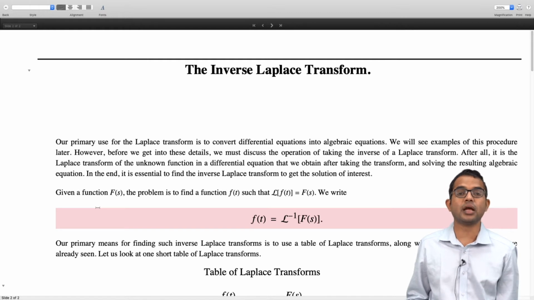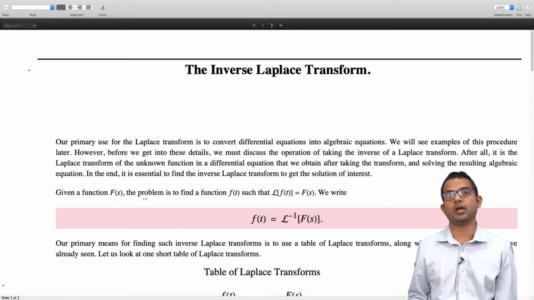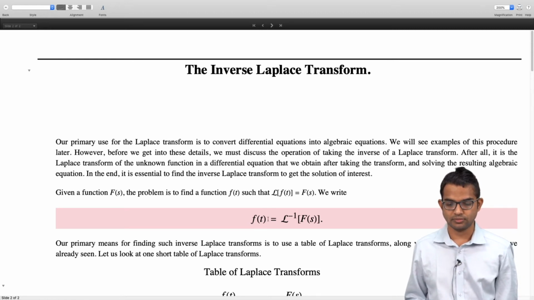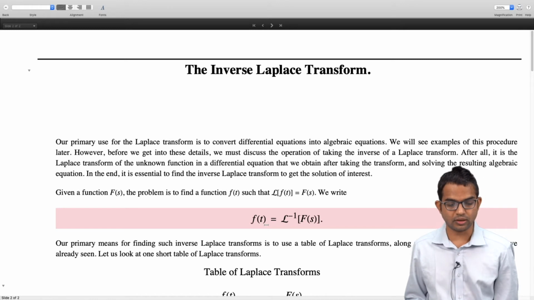So the problem of the inverse Laplace transform is the following. If you're given a function F of s, the problem is to find a function f of t such that the Laplace transform of f of t is F of s, right? So we write formally f of t is equal to L inverse of F of s. That's the problem which we want to work out, right?